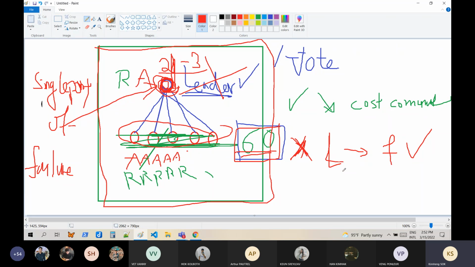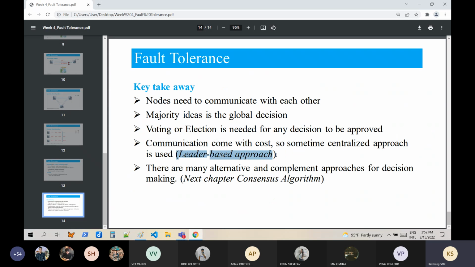So whenever people say, okay, my system is a distributed system, don't trust them. See how they make decisions, how those 60 computers make decisions. If they make decisions based on the leader, why did they choose the leader approach? Because they don't want the communication to be a lot. They want to consume less time, so they choose one leader. That means the system runs very fast, but it might fall because of the leader.